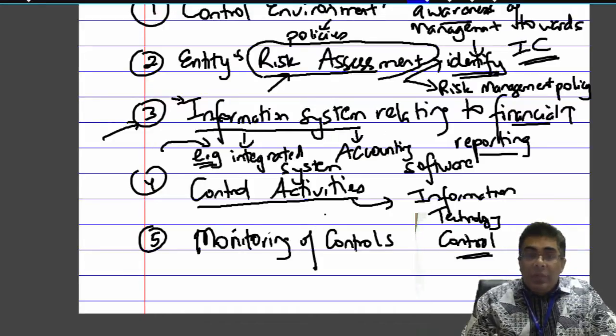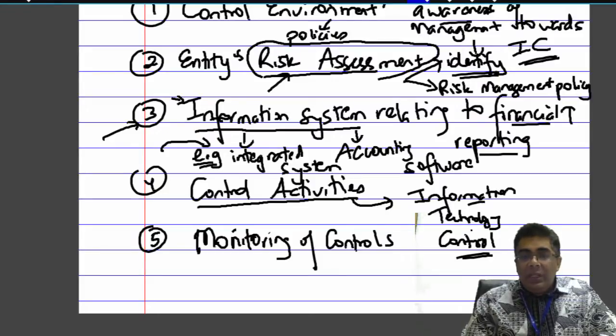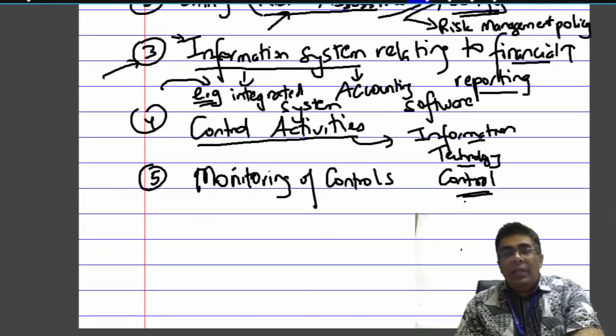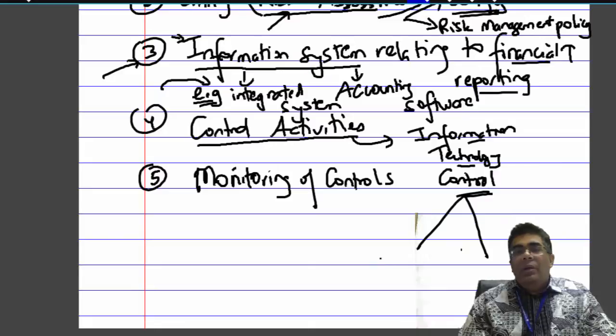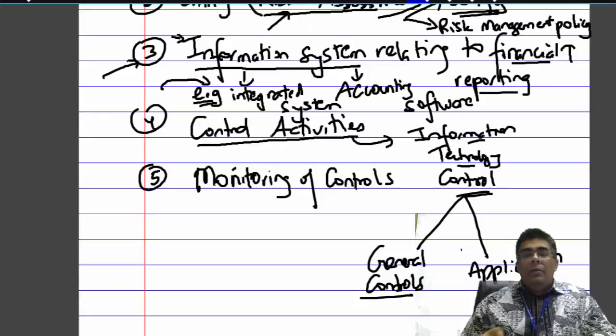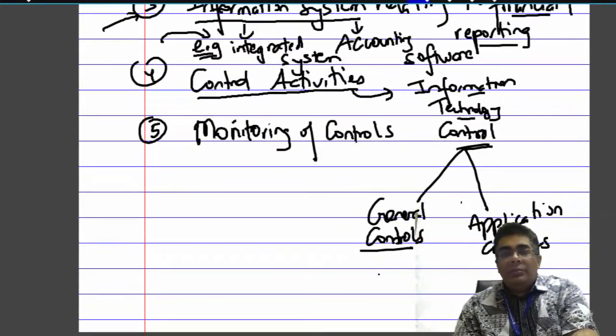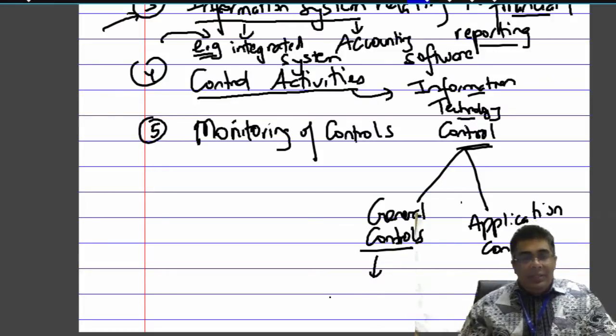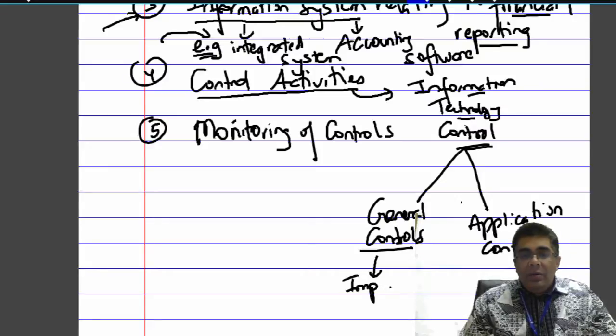But when it comes to control activities, the information technology control, then we are talking about two controls relating to information technology. Number one is the general controls. Second is the application control. Now what are these general controls? General controls are controls which have an impact on all the systems.